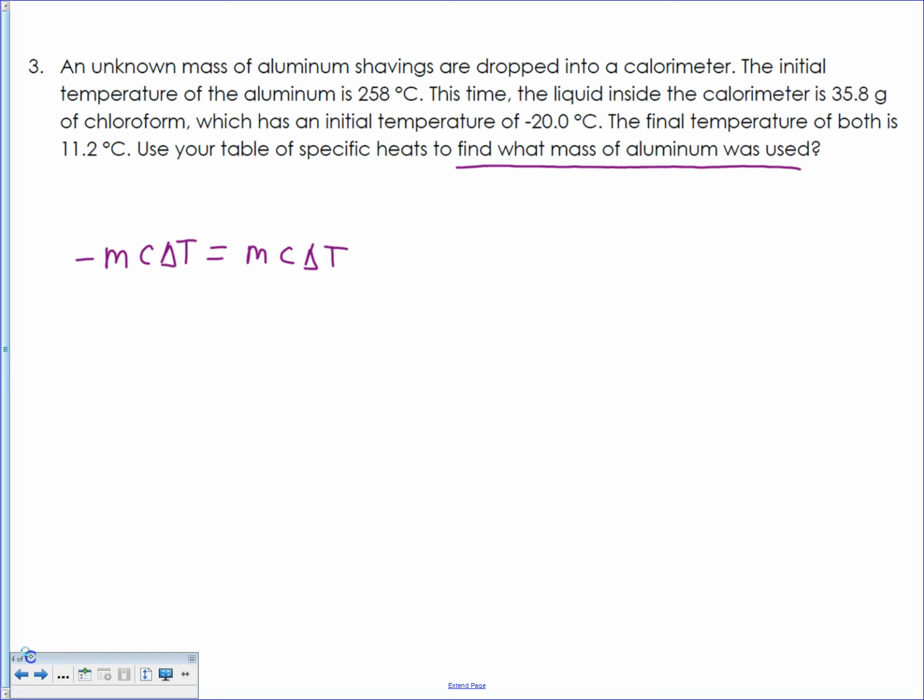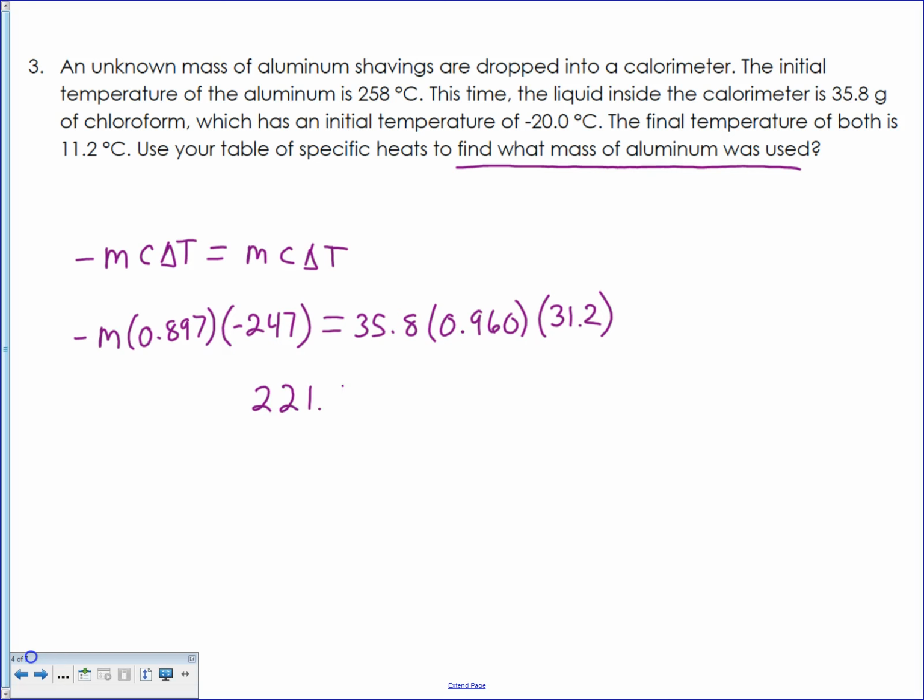Simplifying this side down, we get 221.559 M equals 1072.28. And then solving for M, we get that it's 4.84 grams of aluminum.